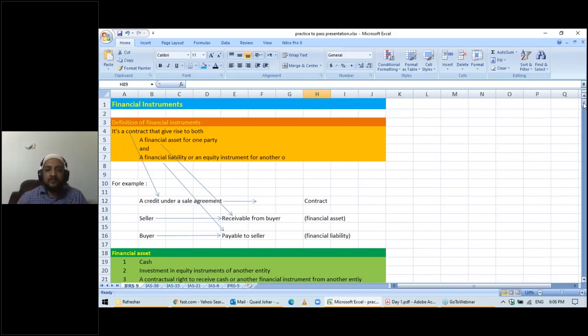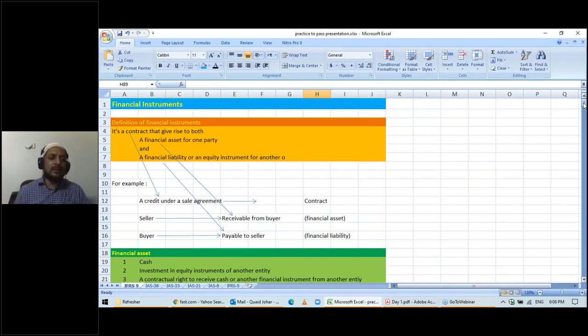Three standards are covered in this syllabus on financial instruments, and those three standards are IFRS 9, IFRS 7, and IAS 32. So the topics we are going to cover are being taken from these three standards.